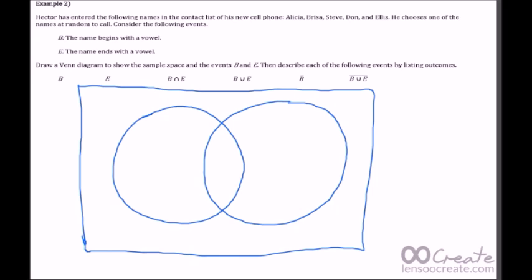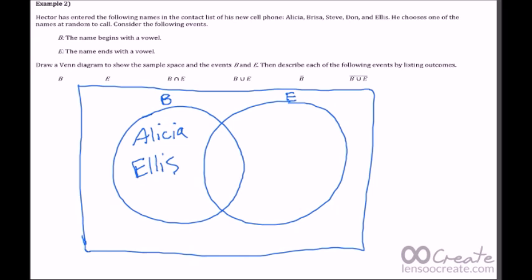So we have event B, so I'm going to label this circle event B. And we're going to have event E, so I'm going to label this circle event E. There could be more than two events, but we're going to deal mainly with two events, so you just have to do two circles. Event B is the name begins with a vowel. Let's look at our names here. I'm going to put every name that begins with a vowel in the B circle. So we have Alicia, and we have Ellis.